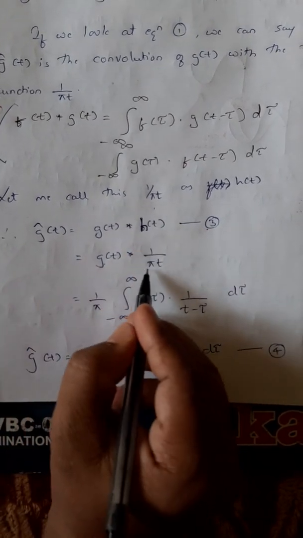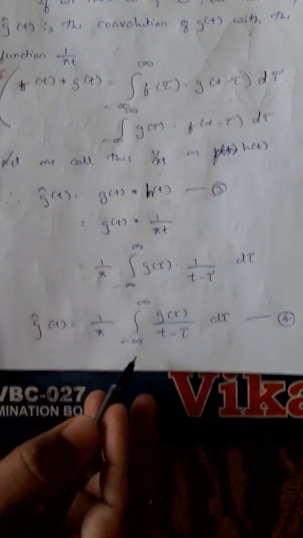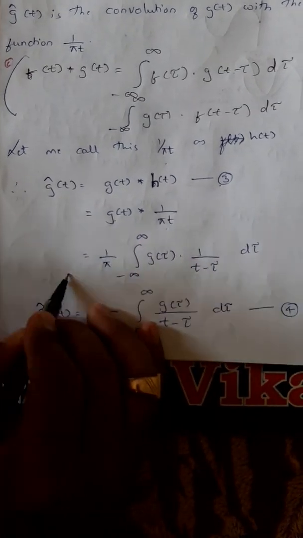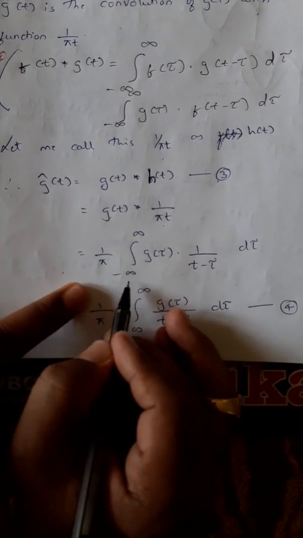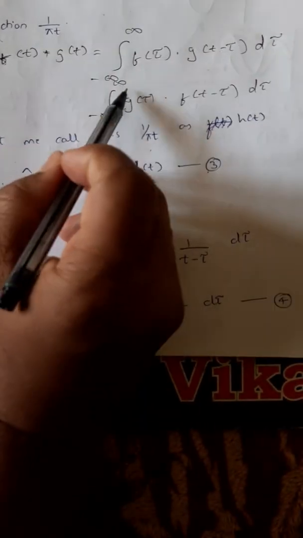It is 1 by pi t. So 1 by pi t, I will write it here. 1 by pi t is a constant, I will take it out. So if I apply the convolution, it's minus infinity to plus infinity as I defined here.